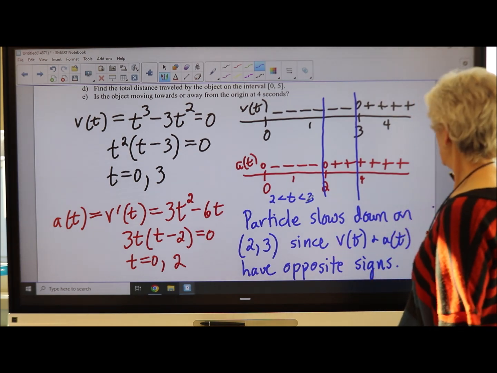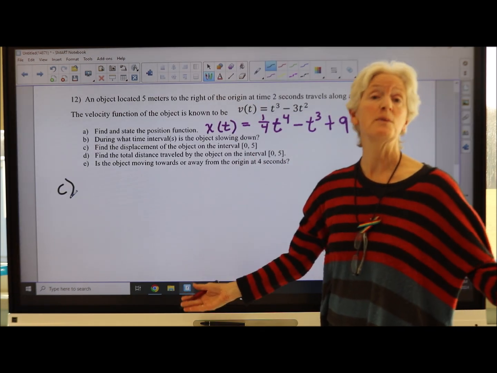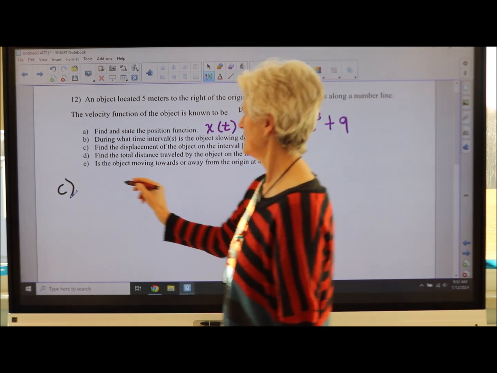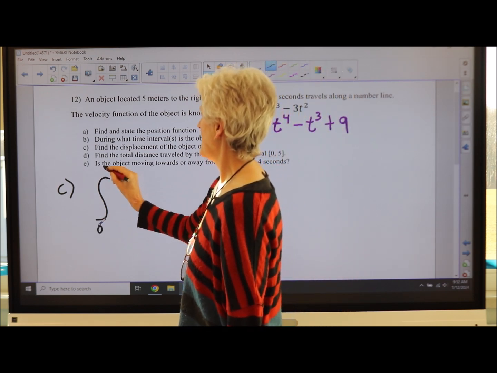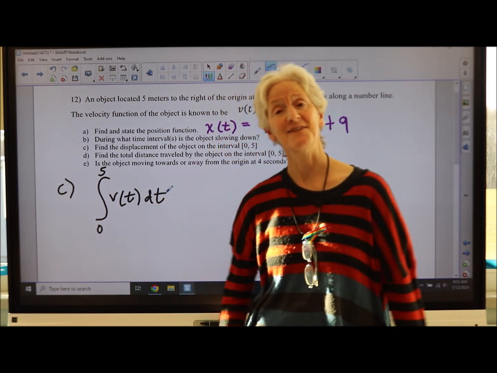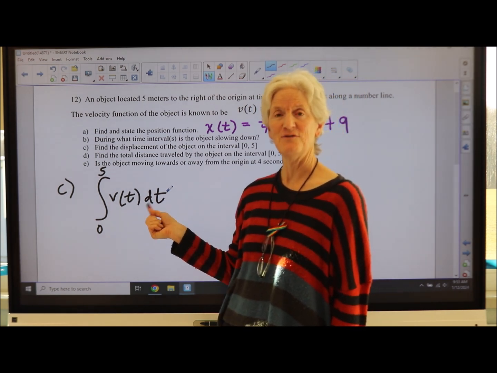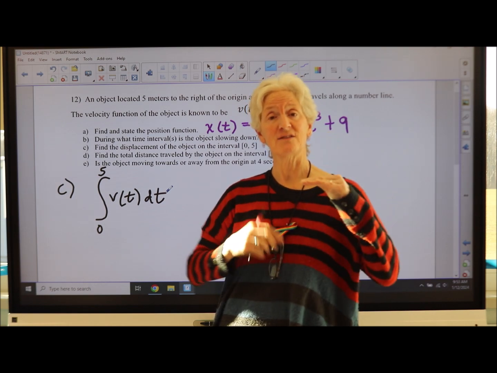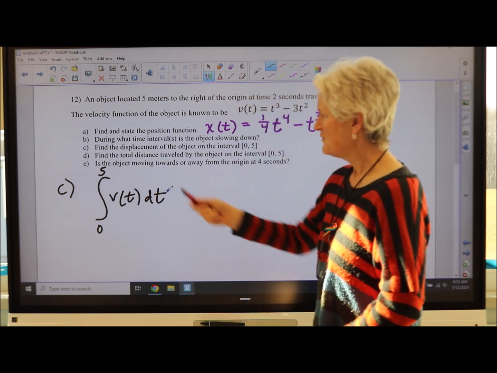Okay. All right, let's move on to C. C asks for the displacement. Well, displacement, of course, is the definite integral. It's the definite integral from 0 to 5 of your velocity, right? Of course, if we wanted to, we could graph this velocity function and find the signed area, the area between the curve and the x-axis, and find the displacement that way. But we can find it this way.